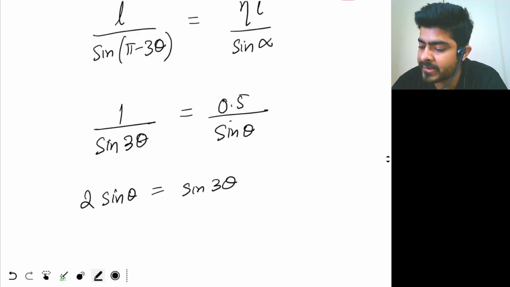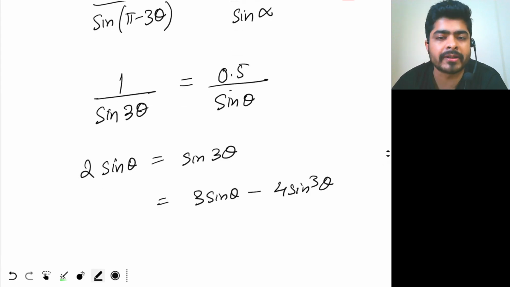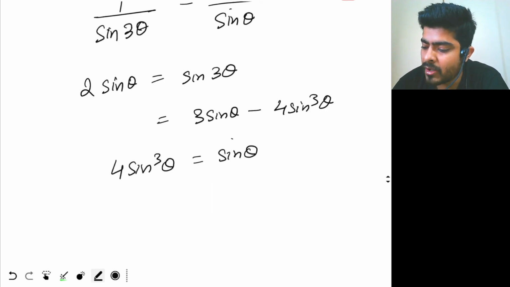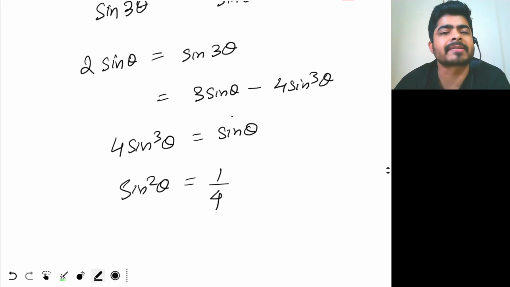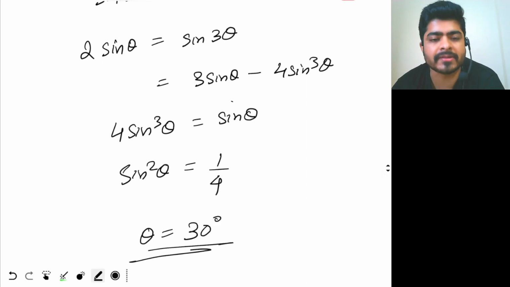And sine 3 theta is 3 sine theta minus 4 sine cube theta. So when you rearrange this equation, you get 4 sine cube theta equal to sine theta, or sine square theta equal to 1 by 4. Then sine theta will be 1 by 2, or theta will be 30 degrees. So this is the answer.